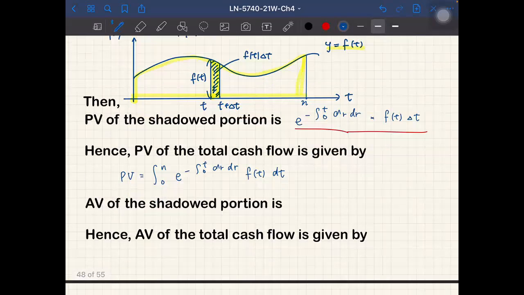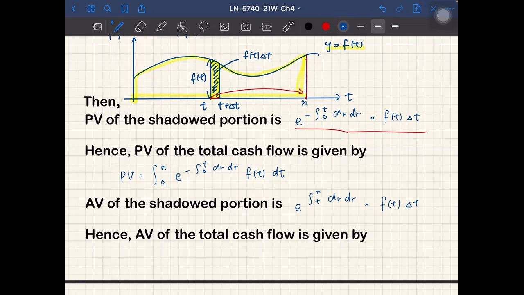How about the accumulated value at time n? Basically we have to evaluate the time value of money. The amount is at time t, and we have to evaluate it at time n, so the accumulated value has to accumulate the interest from t to n. The accumulated value of the shadowed quantity is equal to e to the power integral from t to n of delta r dr, times this amount f of t delta t.